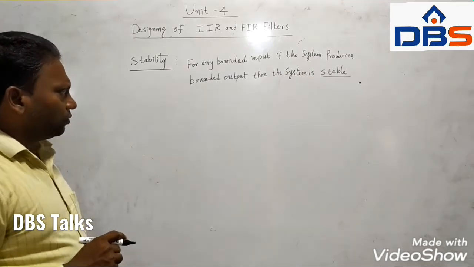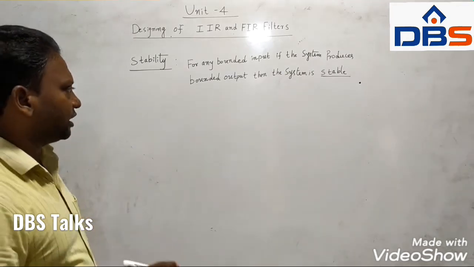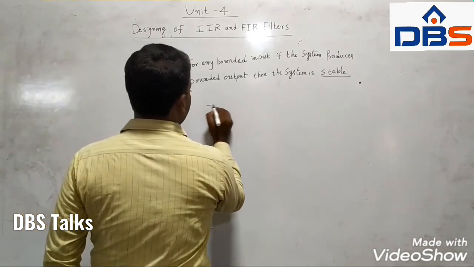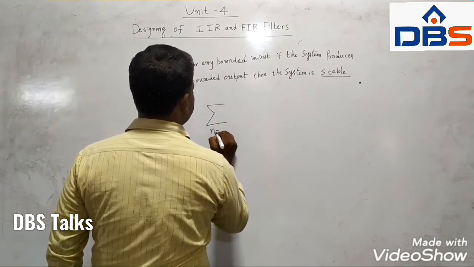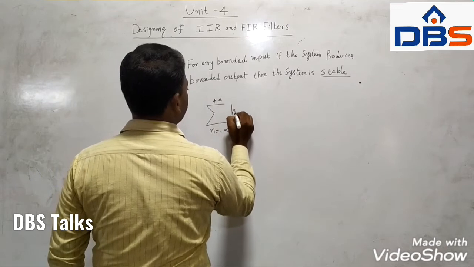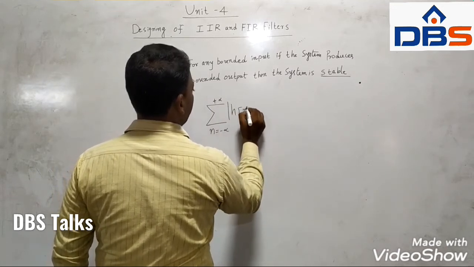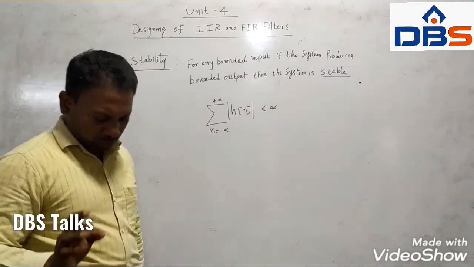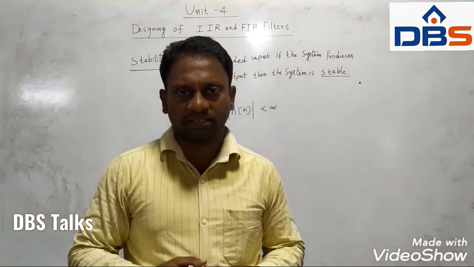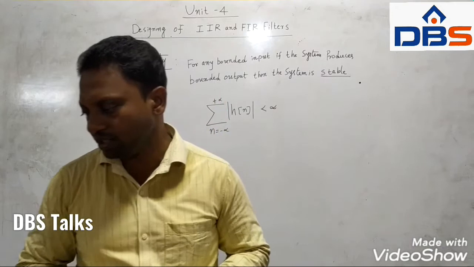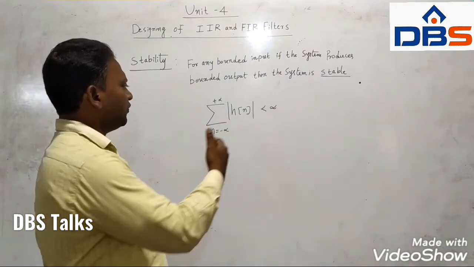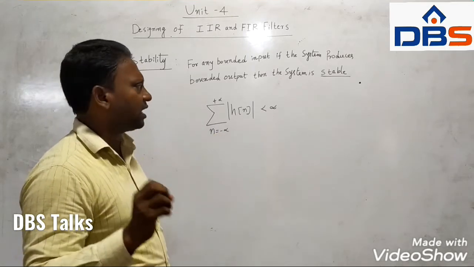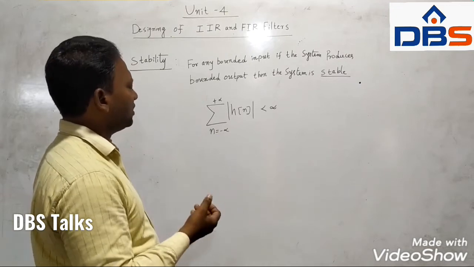Now, what is the condition for stability? The condition for stability is like this: the sum from n equals minus infinity to plus infinity of the magnitude of h of n must be less than infinity. This is the condition to be verified to find whether the system is stable or unstable. So there are two properties we have to check, causality and stability. The first one we have seen, now the second one is stability.